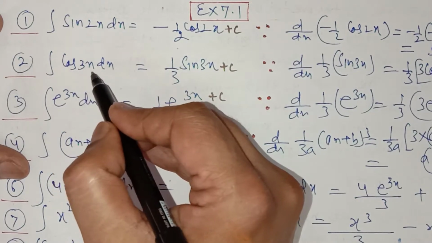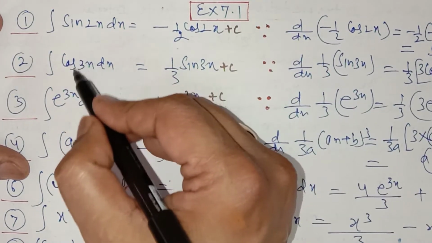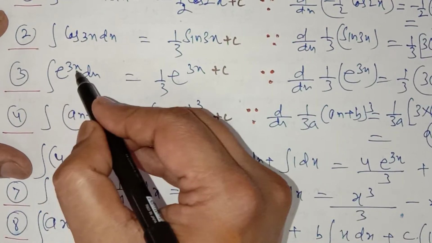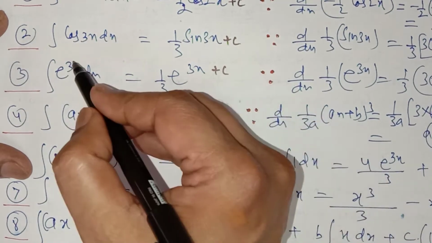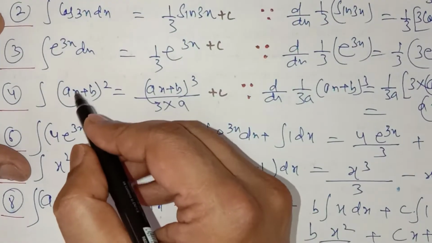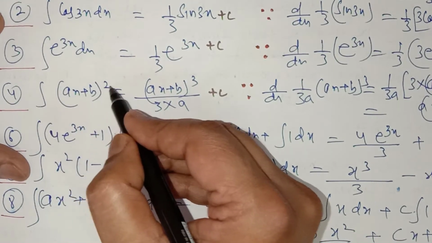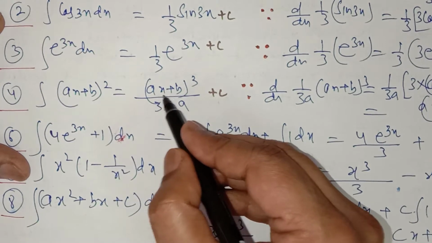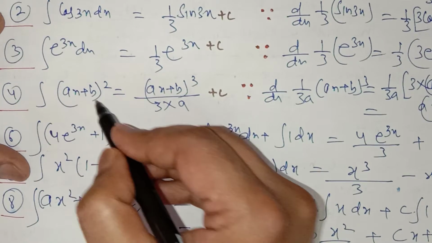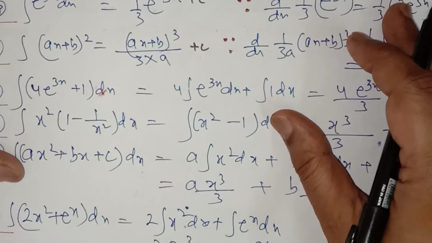Similarly, for cos 3x, the integration of cos is sin 3x divided by the derivative of 3x, which is equal to 3. This is the direct method. The integration of e to the power 3x is e to the power 3x divided by the derivative of 3x, which is 3. Now the integration of (ax plus b) to the power 2 will be equal to (ax plus b) to the power 2 plus 1 upon 2 plus 1, that is (ax plus b) to the power 3 upon 3, divided by the derivative of ax plus b, which is equal to a. This is the direct method of integration.